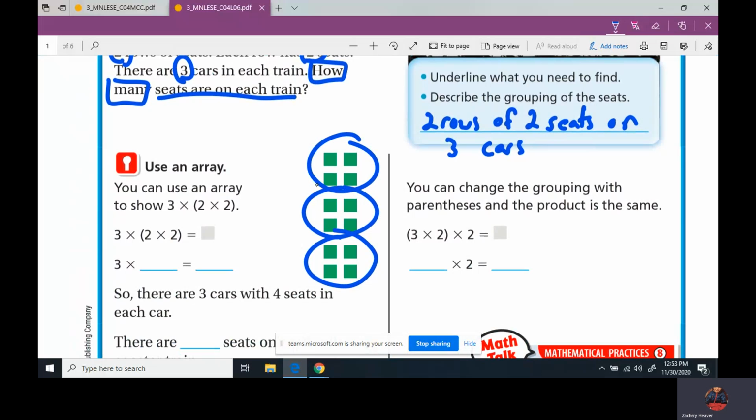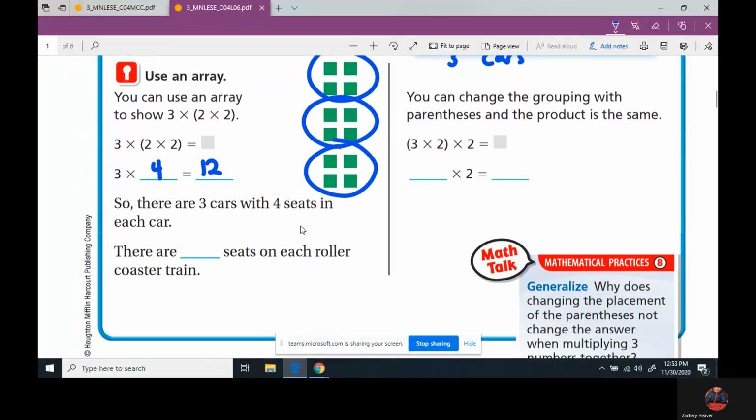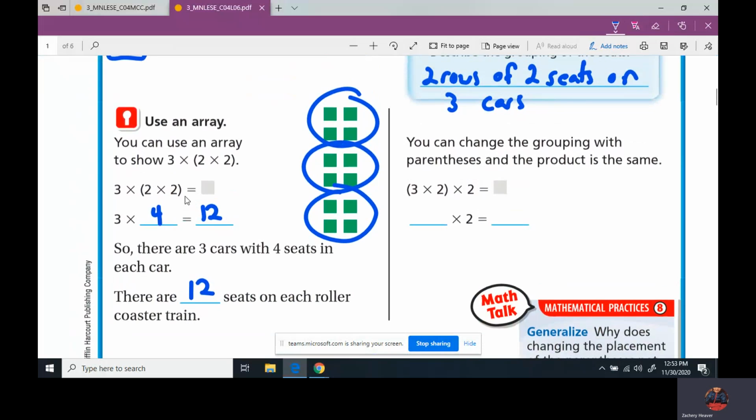So they wanted us to use the array, and they did it. They did 3 groups, 2 rows, 2 across. And we know 2 times 2 is 4. And 3 times 4 is 12. We know that. And we also could, they grouped 2 and 2 over here. Well, over here they grouped 3 and 2. They can switch it. We have 3 times 4, which equals 12 here, but now we're going to have 3 times 2, which is 6, 6 times 2, which is 12.